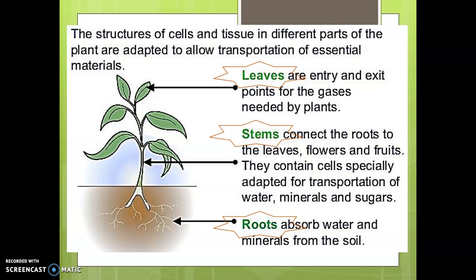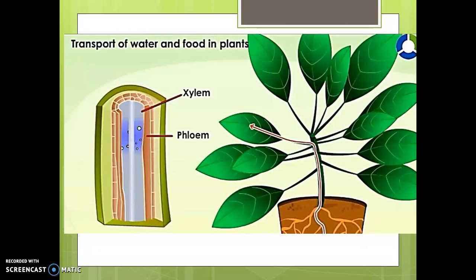All these parts have their own function or properties, but all of these are connected by two main tissues that are involved in transporting water, minerals, and food. They are xylem and phloem. Xylem and phloem are the transporting tissues in plants.